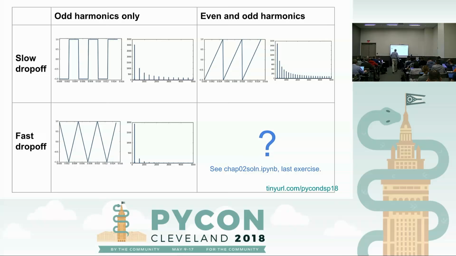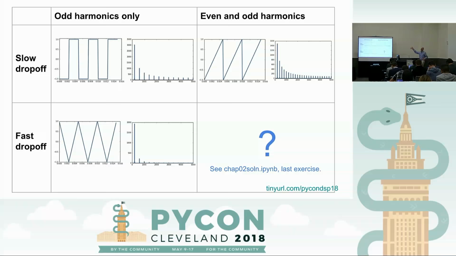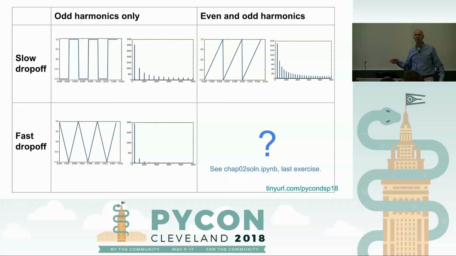All right, if you're working on the Chapter 2 notebook, the first section is about different waveforms and what their spectrums look like. And there's kind of a pattern here that I wanted to show you and then pose a little bit of a puzzle. So two things you notice. If you look at the square, that's the top left, and the sawtooth is the top right, and the triangle wave, there's two patterns that you see in how quickly the harmonics drop off.